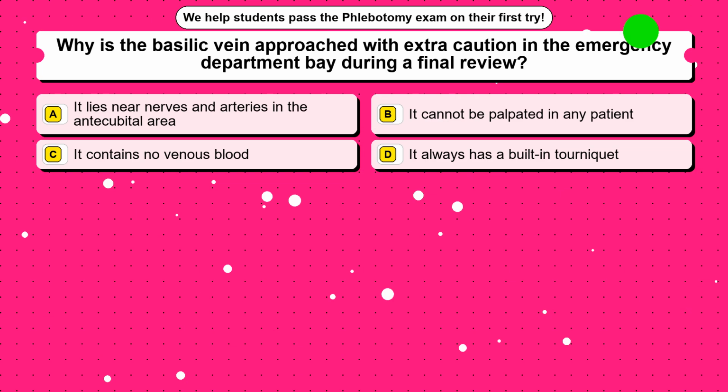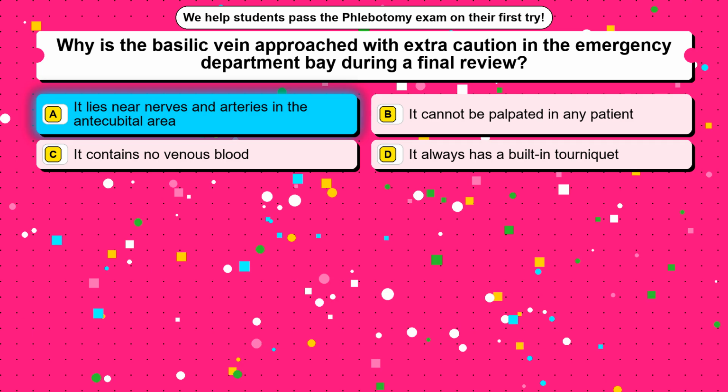Question 97. Why is the basilic vein approached with extra caution in the emergency department bay during a final review? Option A. It lies near nerves and arteries in the antecubital area. Option B. It cannot be palpated in any patient. Option C. It contains no venous blood. Option D. It always has a built-in tourniquet. The correct answer is option A.